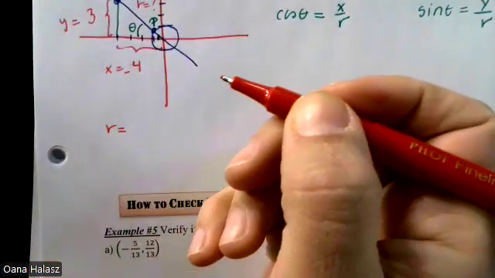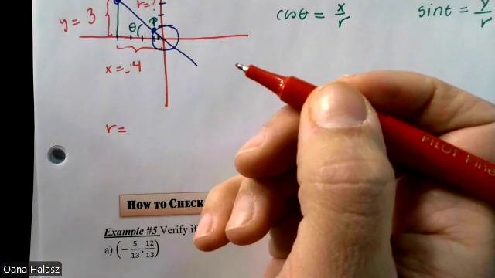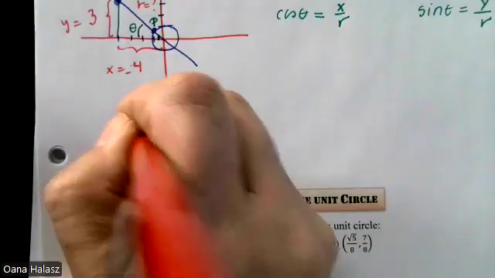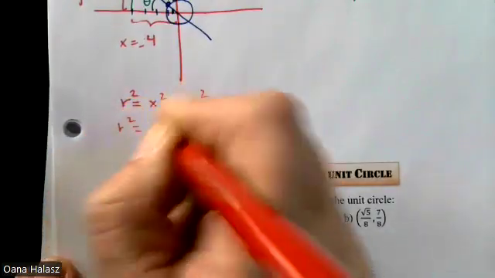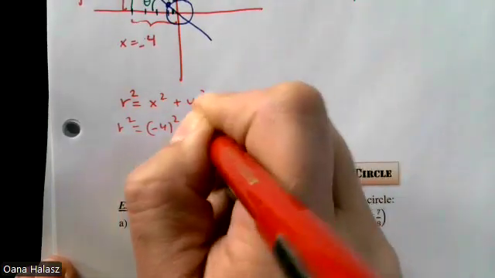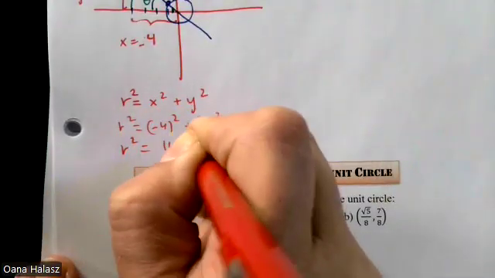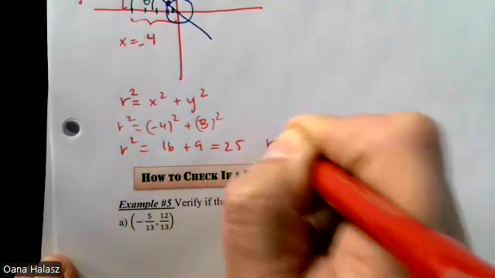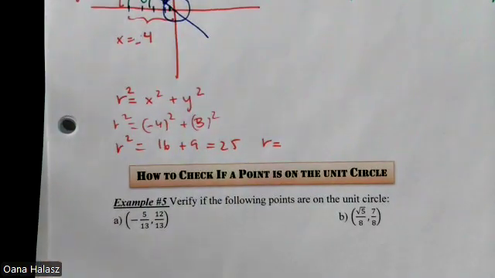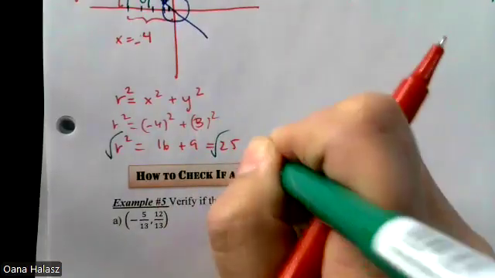But let's say we don't know it's 5. We want to find it algebraically. We apply the equation of the circle. So r squared equals x squared plus y squared. r squared equals -4 squared plus 3 squared. r squared equals 16 plus 9 equals 25. So r equals the square root of that, 5.